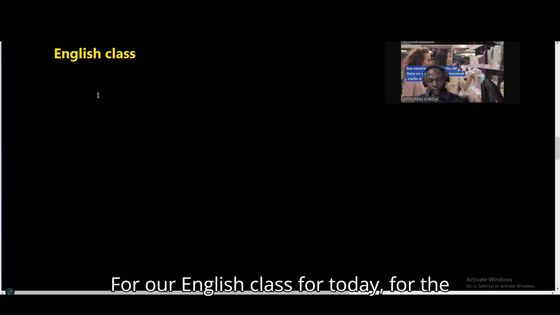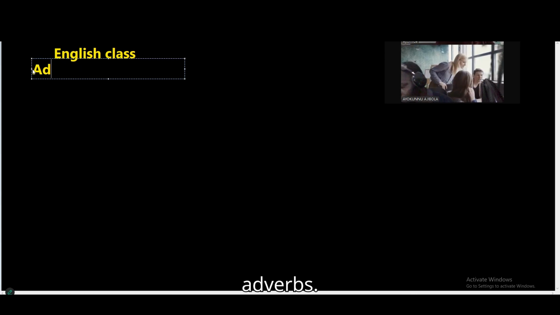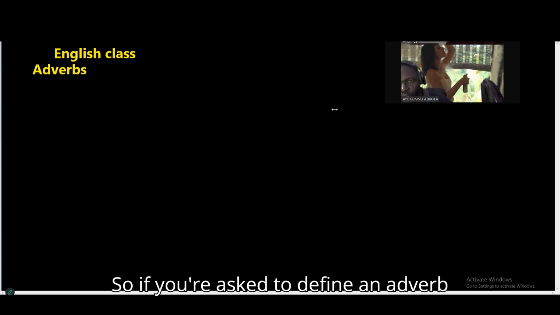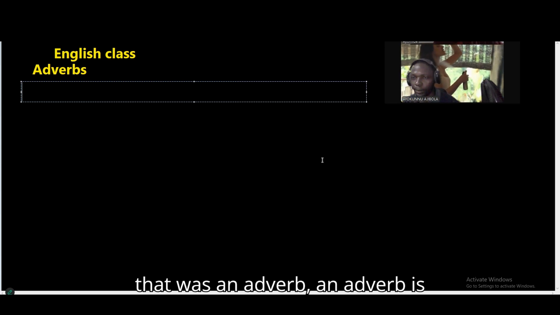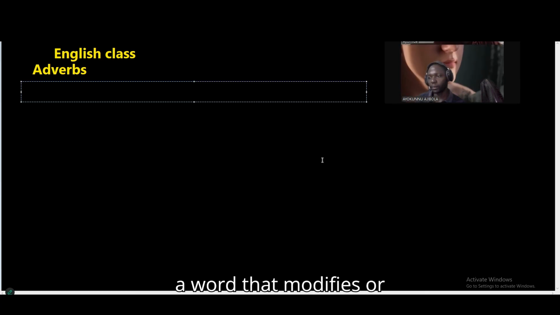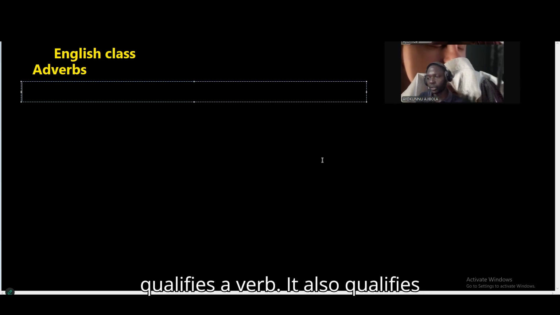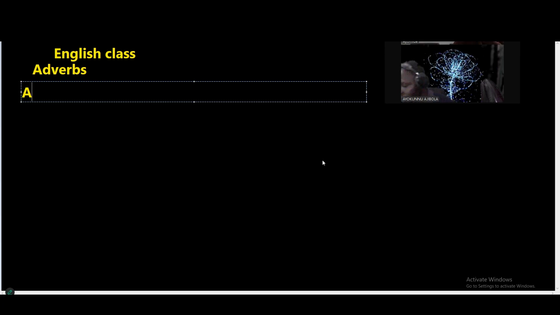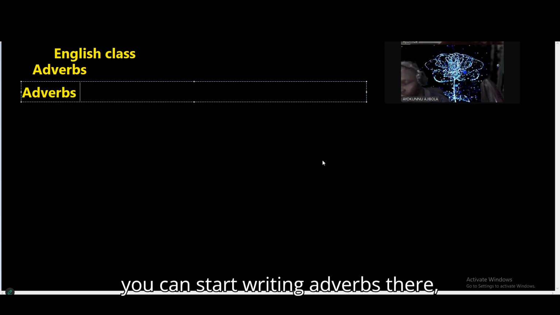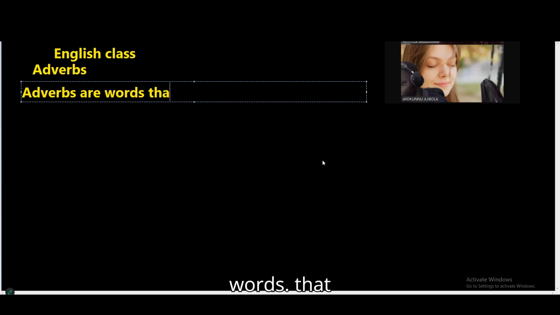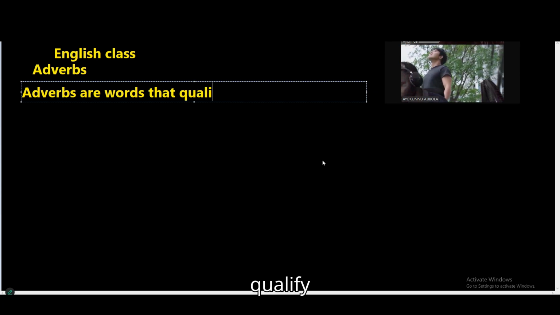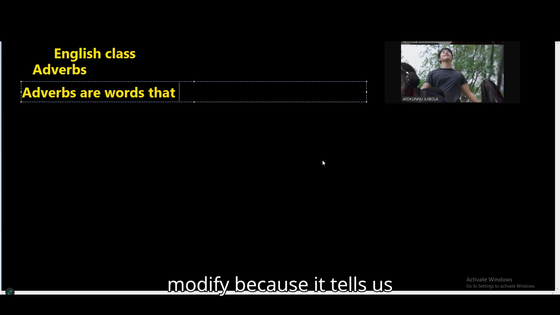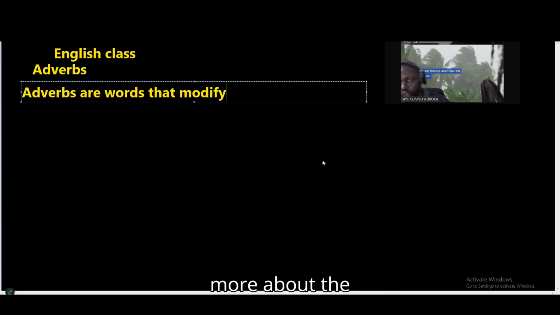For our English class for today, we'll be looking at adverbs. So if you're asked to define an adverb, that's what's an adverb. An adverb is a word that modifies or qualifies a verb. It also qualifies an adjective, and it can also qualify other adverbs. So you can start writing. Adverbs are words that modify, not qualify, modify, because it tells us more about it.